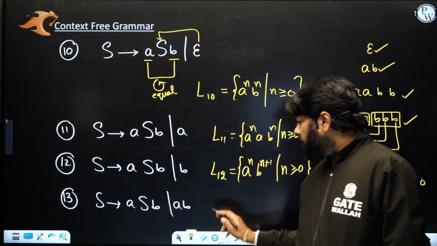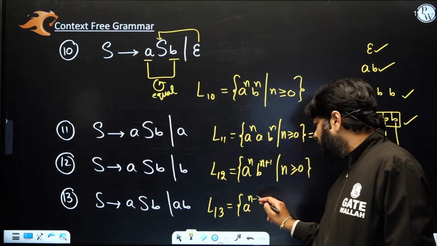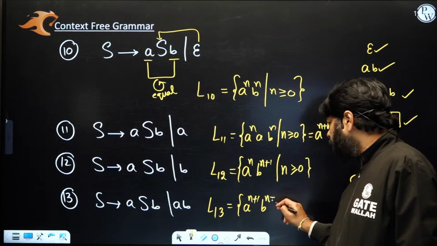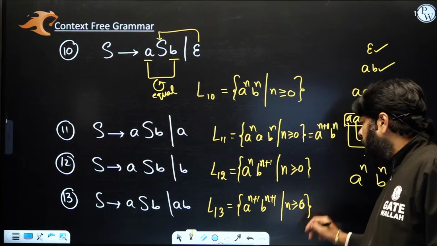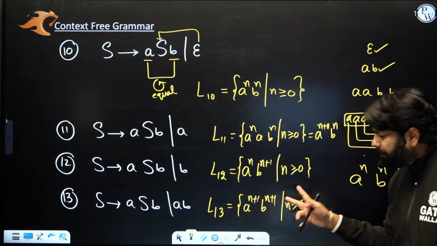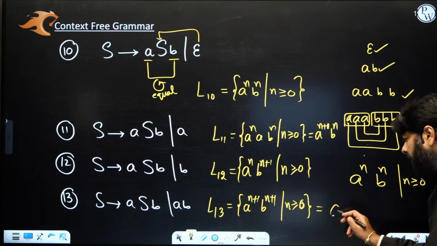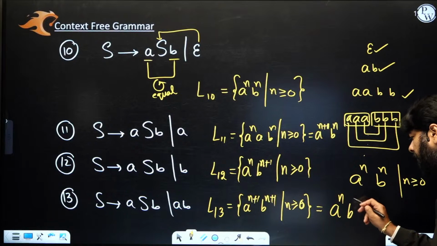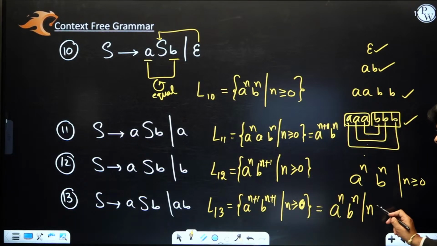Now this one, L13, what's going to happen? A power n plus 1, b power n plus 1, where n is greater than or equal to 0. But now you can change the concept here. Both are n plus 1, right? Instead of starting with 0, you can also start with 1, but then it converts into power n, where n, instead of starting with 0, now starts with 1. That's all.